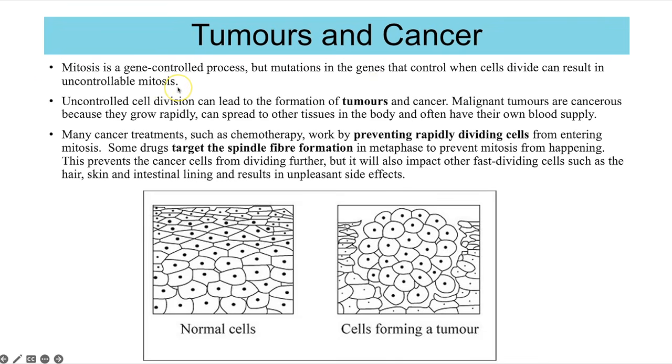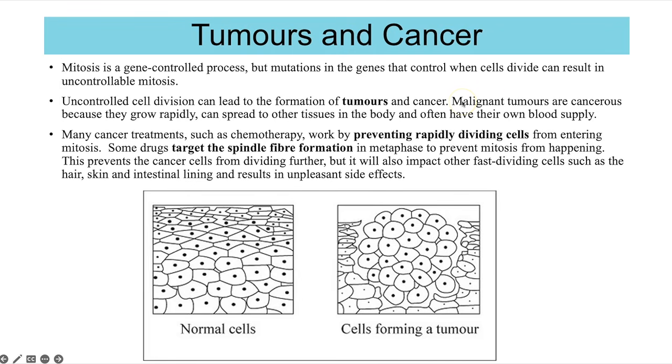you have uncontrolled mitosis. And if mitosis is happening uncontrollably, that means you're going to be making new cells when the body didn't need those new cells. And that is what a tumour is. Now, not all tumours are cancerous. If it's cancerous, we call it a malignant tumour.